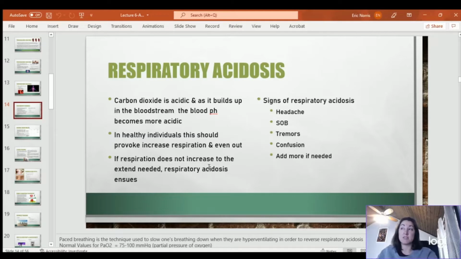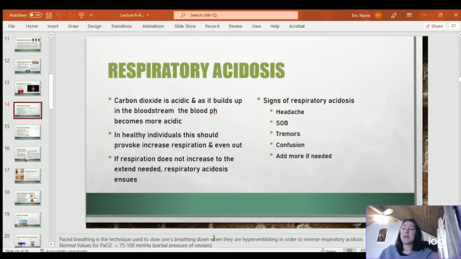Some of the signs of this are headache, shortness of breath, tremors, confusion, add more if needed. I don't know what that's there for. Sometimes I write stuff and I don't know what I'm talking about.